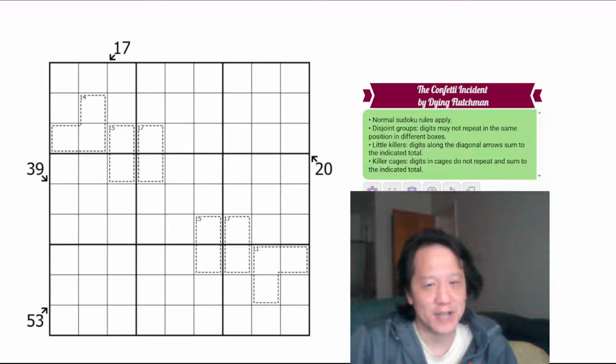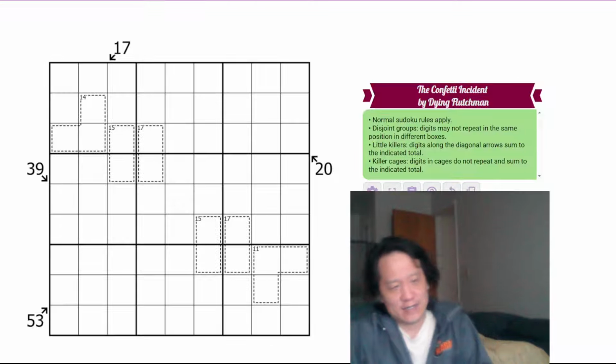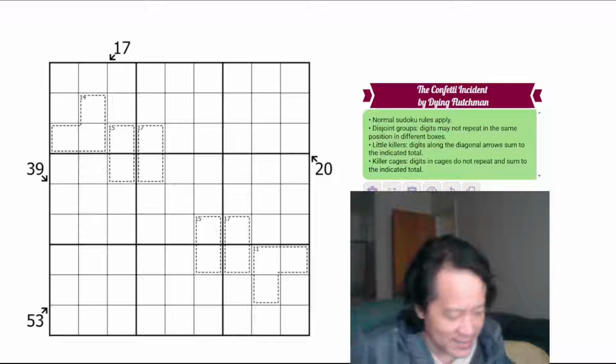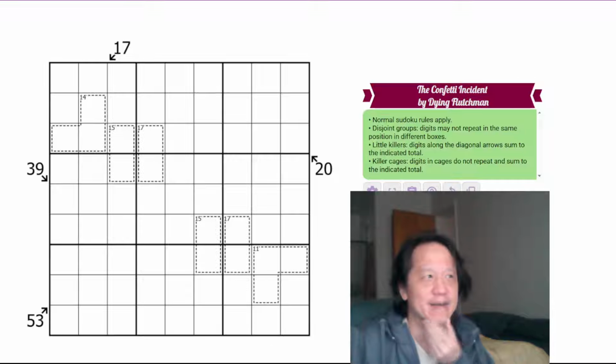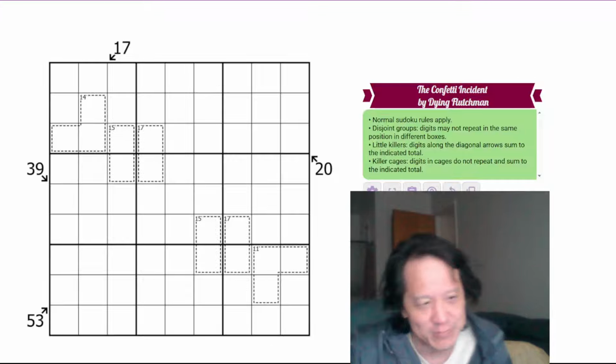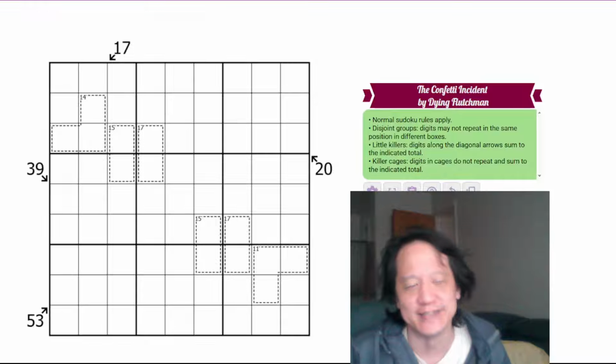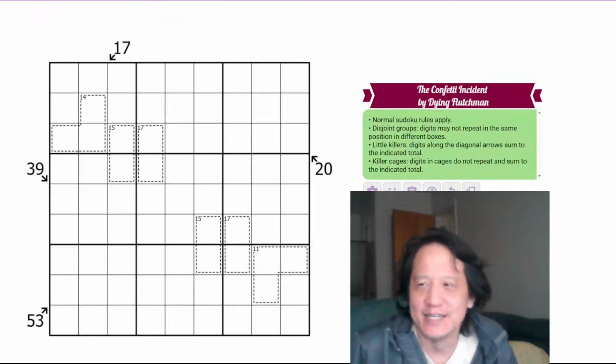I hope the setter is not really dying, but either way, I guess it's playing off of Flying Dutchman, but I really hope it's not. I hope dying is not actually describing the setter here. Anyways, let's get to the rules.